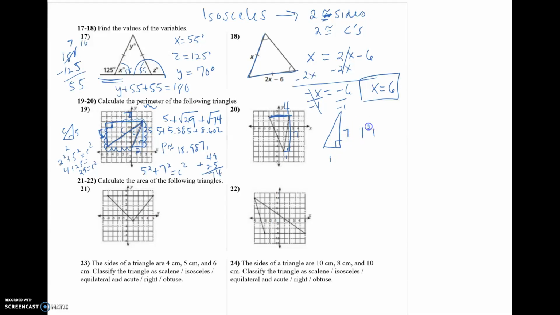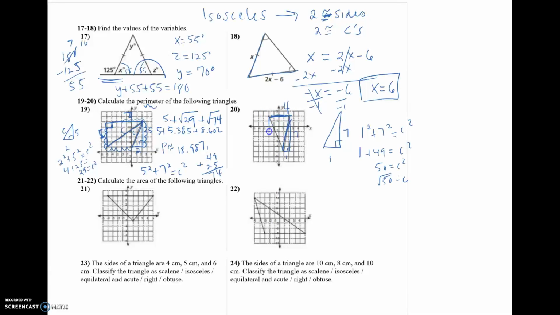I'm going to do 1 squared plus 7 squared is c squared. 1 squared is 1, 7 squared is 49. So I'm taking the square root of 50 to get c. All right, square root of 50. And that's going to be this side right here.